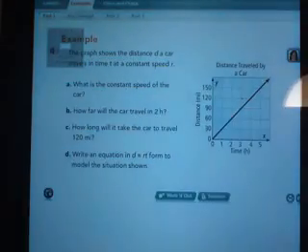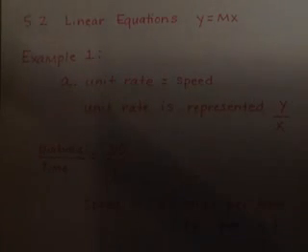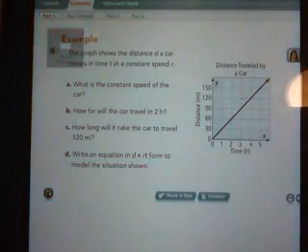In this lesson, we're going to be covering the slope of a line as well as linear equations and y-intercepts. In 5.2, we'll talk about the unit rate, and we'll determine how to find the unit rate of a graph as well as an equation.